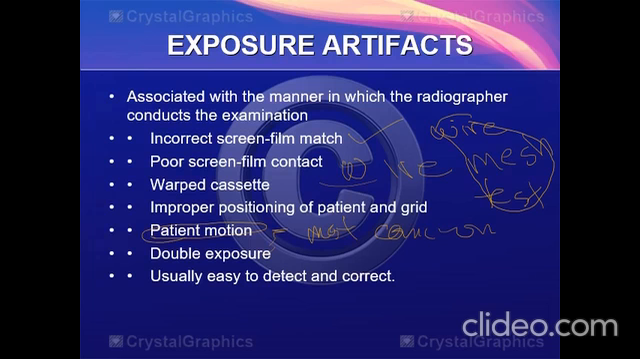Warp cassette: if the cassette cannot be remedied, then just buy a new one or use a different size of cassette that is not warped. So, it's easy. Improper positioning of patient and grid, as I have mentioned, is most likely no longer a problem today because we have cassettes that are already embedded with grid. For patient motion, again, as I have mentioned earlier, we use the shortest time possible to avoid patient motion. Double exposure, so that is easy also.